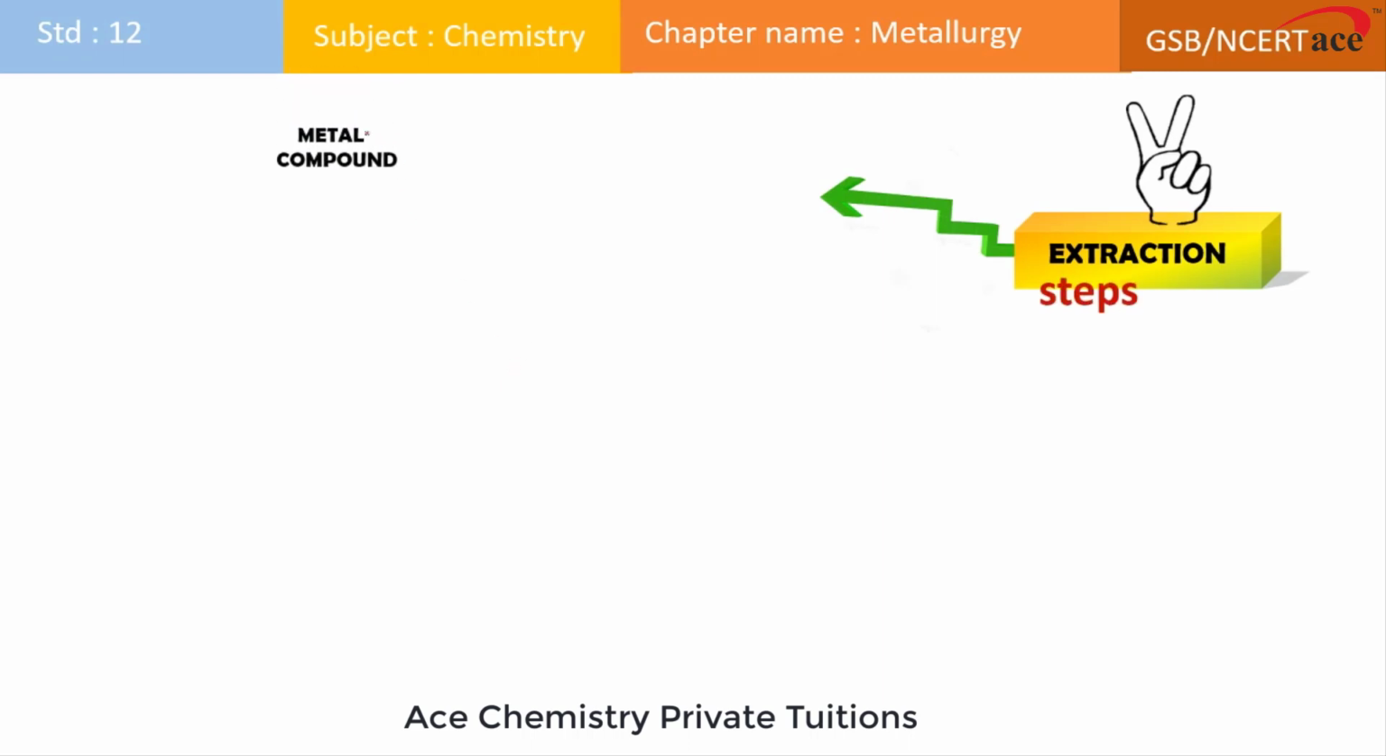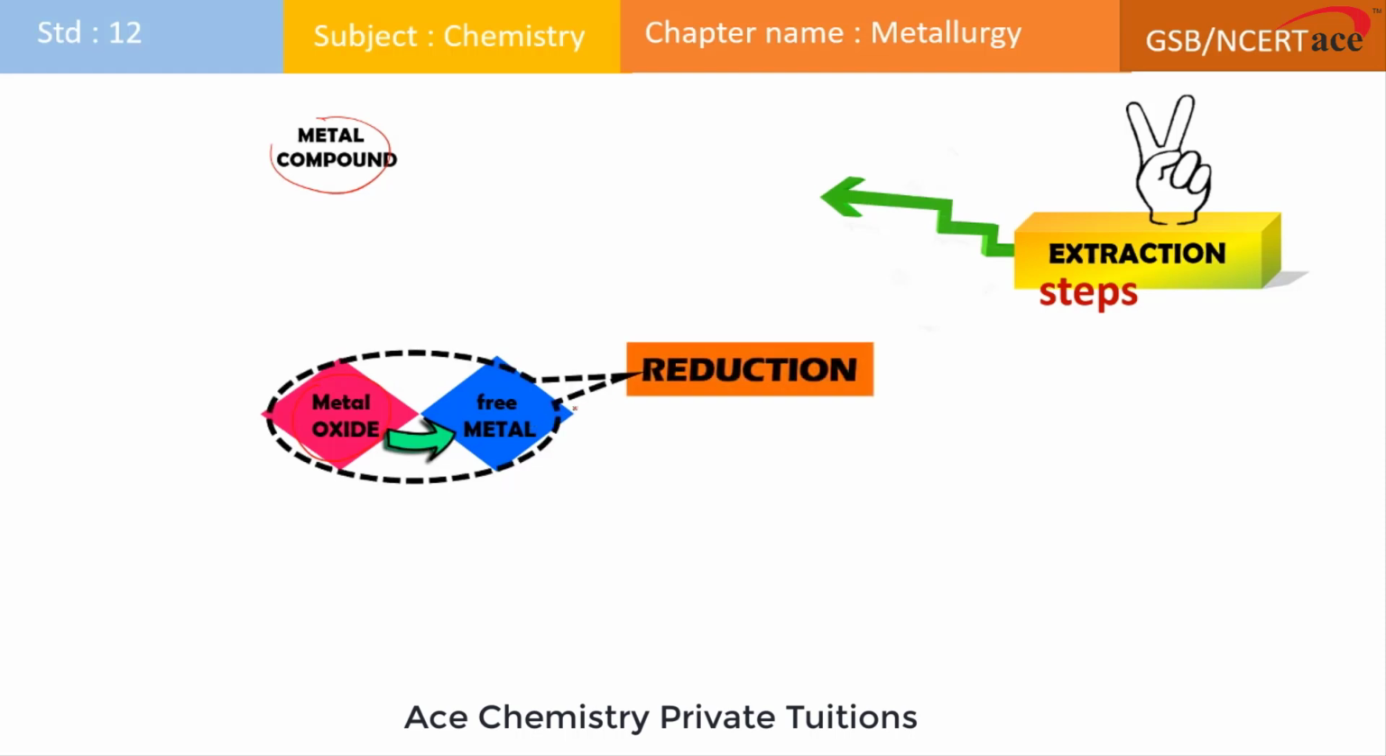Now we all know that extraction consists of two methods, and in these two methods, the common process which takes place is oxidation, where we are converting the metal compound to metal oxide. But we don't want metal oxide, we want metal in the free form. Then why are we converting to metal oxide? Because it is easy to obtain free metal from its metal oxide. Now this process of getting free metal from the metal oxide is referred to as what? Reduction.